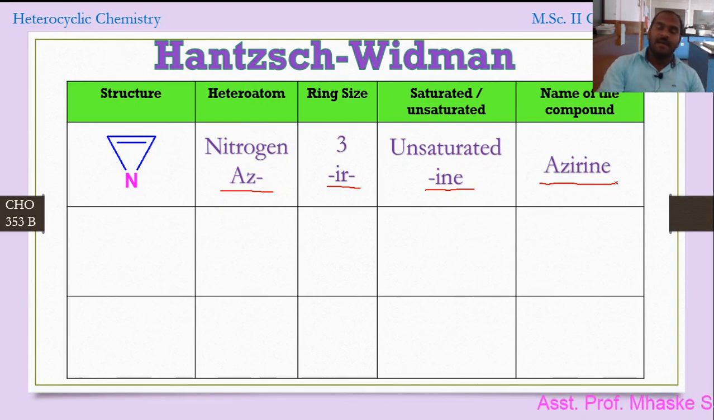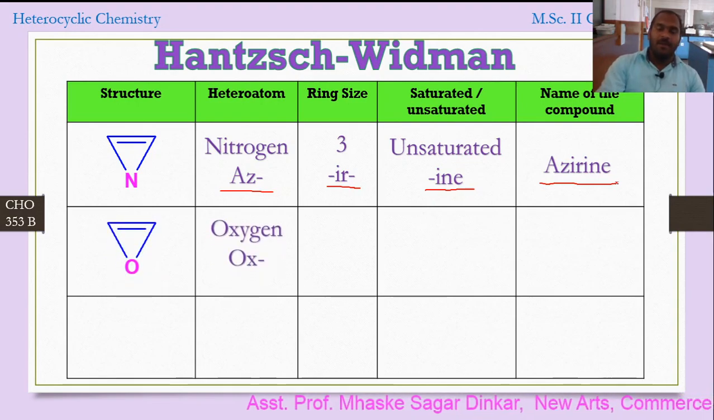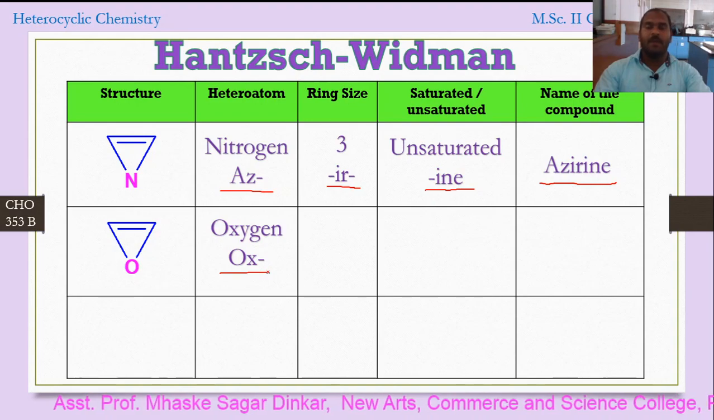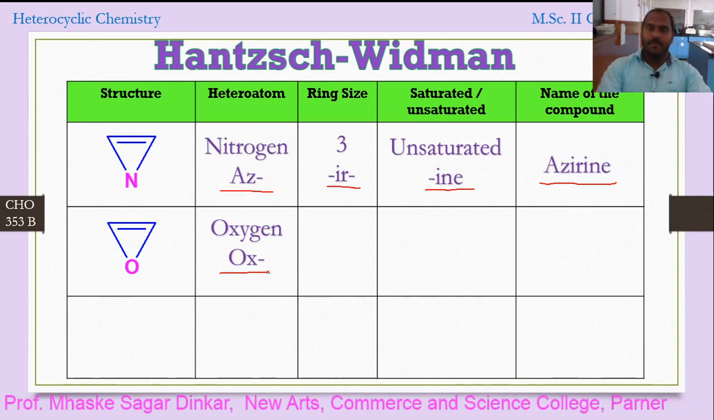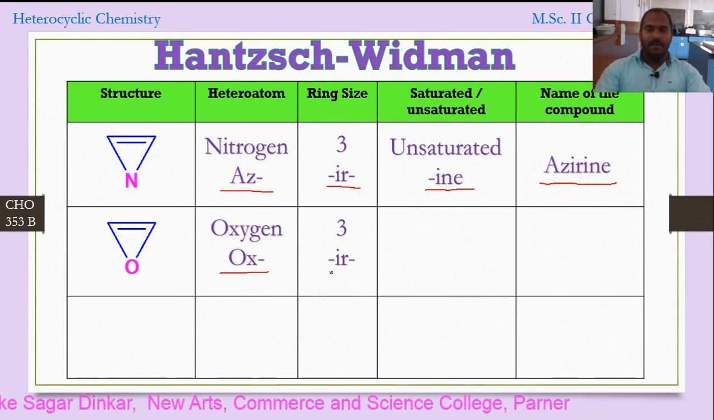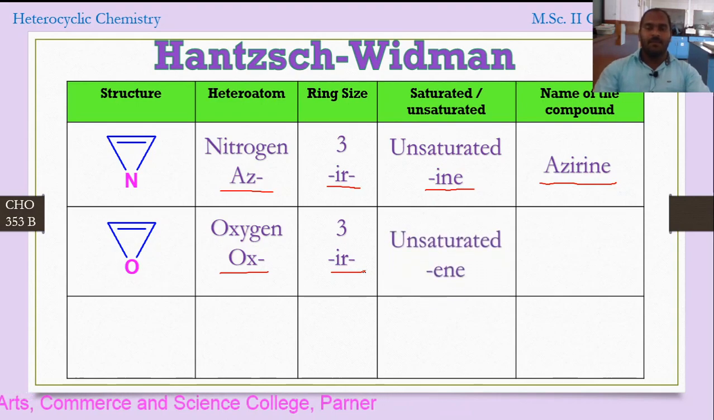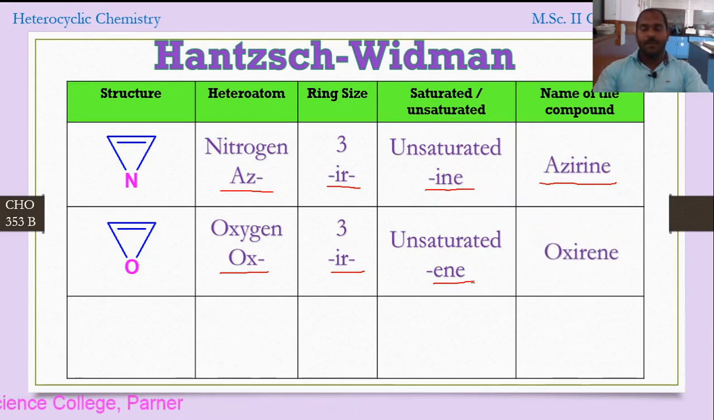So what should be our next compound? Yes, a three-member cyclic structure, unsaturated and having an oxygen. So possibly we have this structure. What is the heteroatom? The heteroatom is oxygen. What is the ring size? Three-member, so IR. Now is it saturated or unsaturated? It is unsaturated, therefore ENE. Now what is the name? Oxirane, right? So here we have the name oxirane.